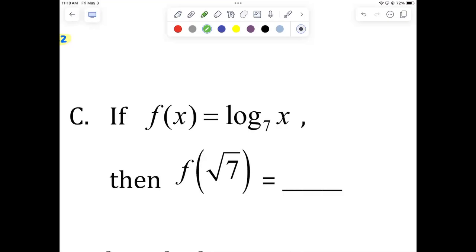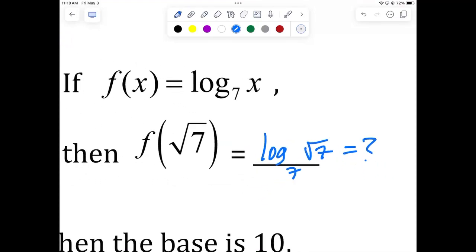Okay, so let's see if we can do that here. Log base 7 of x, again, that's logarithmic growth. If I want to know what f of the square root of 7 is, I can plug it in. I can say log base 7 of the square root of 7 is what? Now your mental math could say 7 to what power is the square root of 7? Well, here's my strategy. If I can write this as log base 7 of 7 to some power, I know it would just be that power. It's just the exponent. The log is the exponent.